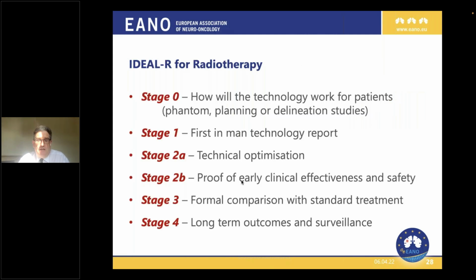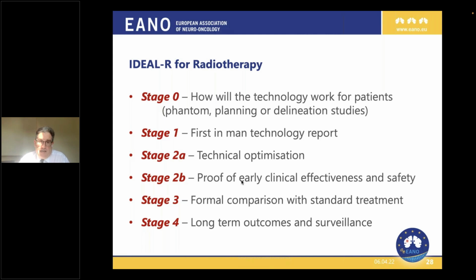I mentioned earlier about radiotherapy. Well, there's now been developed an IDEAL-R for radiotherapy. And this uses the same stages. Stage 0 is a preclinical stage, which is how will the technology work for patients. It can be done with uses in phantoms. It can be done with planning studies or delineation studies, depending on what you're doing with this. Stage 1 is then a first-in-man technical report.